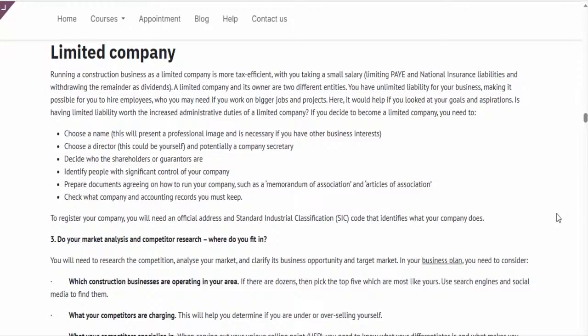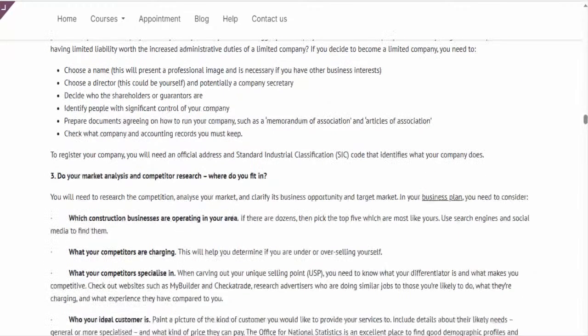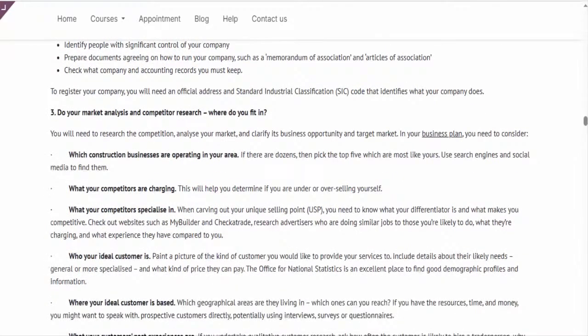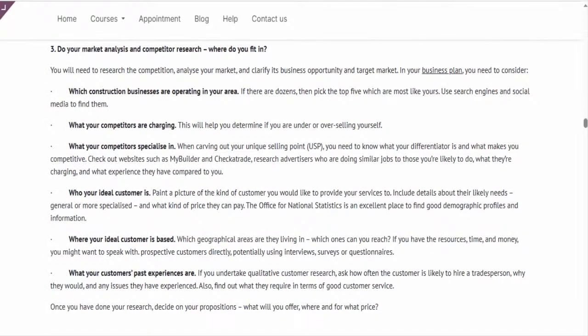Choose a director. This could be yourself, and potentially a company secretary. Decide who the shareholders or guarantors are. Identify people with significant control of your company. Prepare documents agreeing on how to run your company, such as a memorandum of association and articles of association. Check what company and accounting records you must keep. To register your company, you will need an official address and a standard industrial classification (SIC) code that identifies what your company does. 3. Do your market analysis and competitor research.